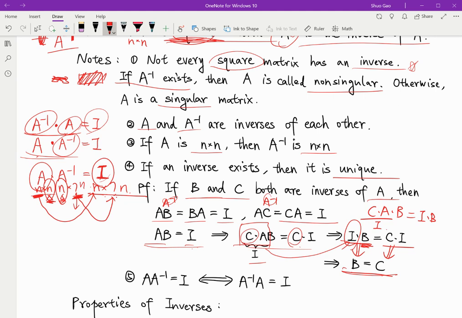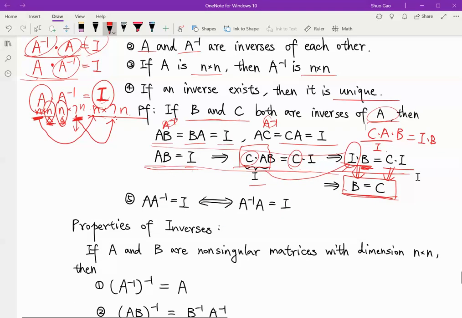Okay, so this proof just means that suppose we have two inverses, B and C, and then by definition and some simple derivation, we can find that B and C are equal to each other. So that means the matrix A has only one inverse matrix.